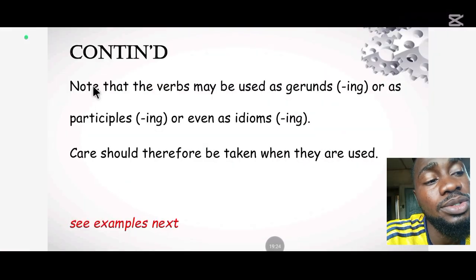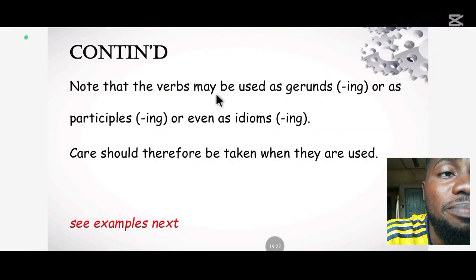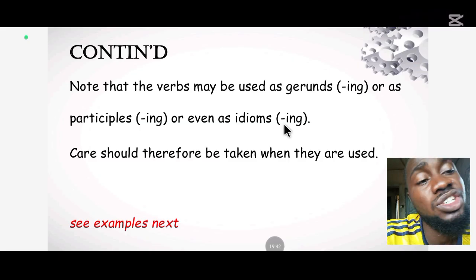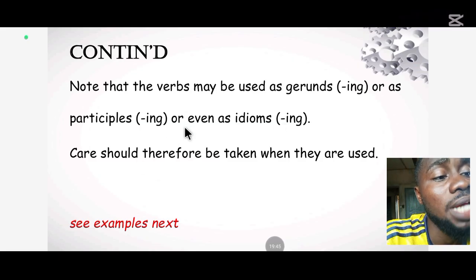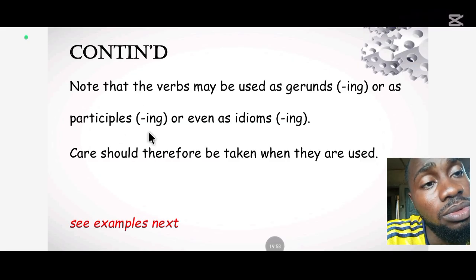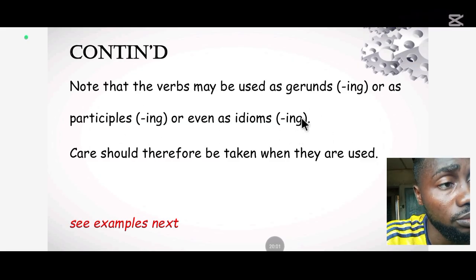An important note, please. The verb may be used as a gerund, which is the ing form, or as a participle, which is also an ing form, or even in idioms, which also use the ing form. So this is trying to explain that sometimes you can see some forms or sentences that are an exception to this rule. Just know that it is either a participle or an idiomatic expression. I will explain better as we progress. So care should therefore be taken when they are used. Let's see the examples next.